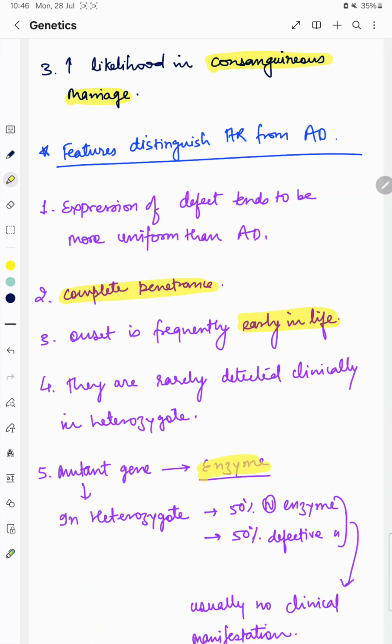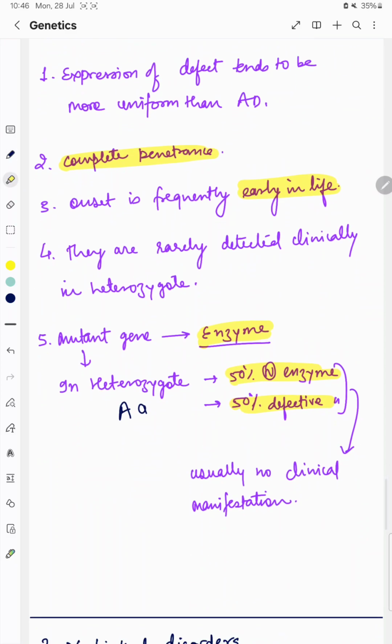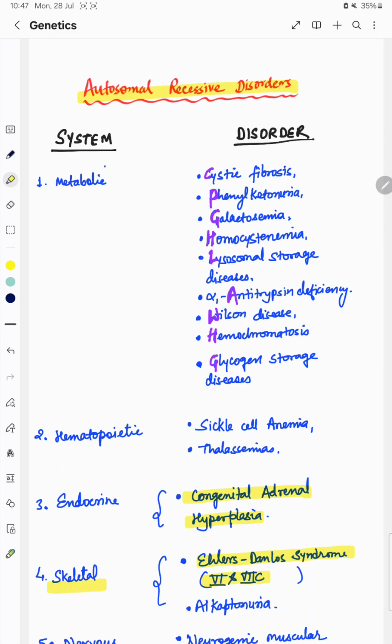The mutant gene encodes an enzyme. In the heterozygote condition, 50% of the enzyme is normal and 50% is defective, and usually there is no clinical manifestation in the heterozygote or trait condition. Now we will discuss the various examples of autosomal recessive disorders. We will discuss them by system.